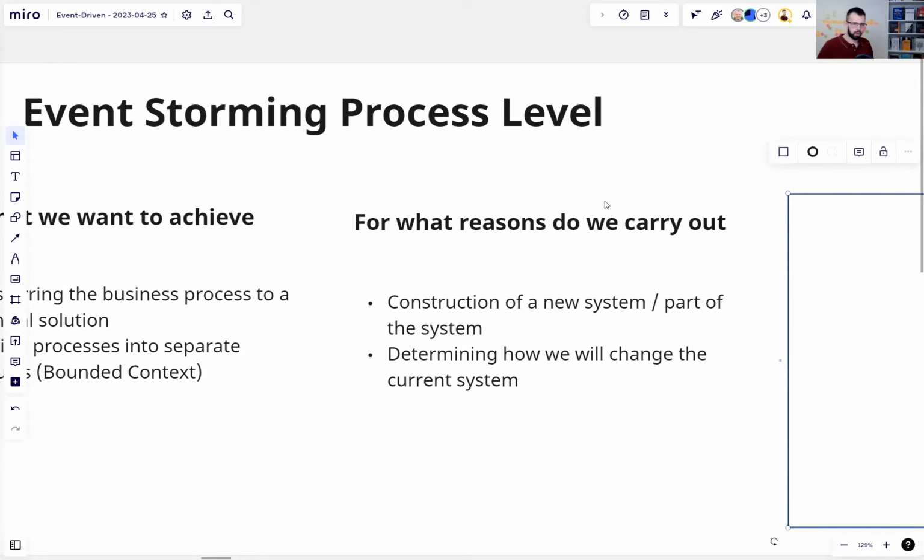And we can use process-level event storming, for example, when you construct a new system or a new part of a system, but also when we want to determine how to change the current system. So it's not only a technique that we use when the system is new, when we start a new greenfield project, but also when we want to make a change in a brownfield, a legacy system. So that's also a way to adapt an existing system to new needs.